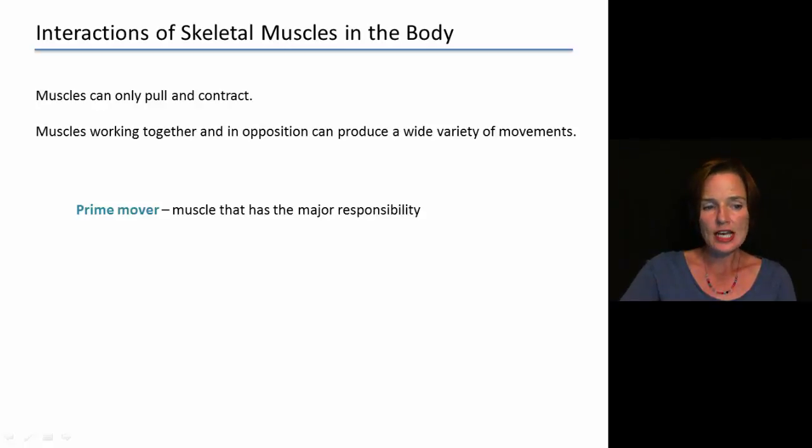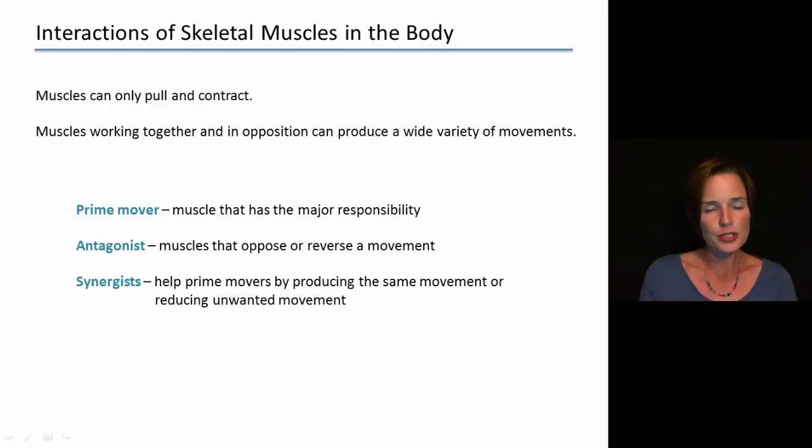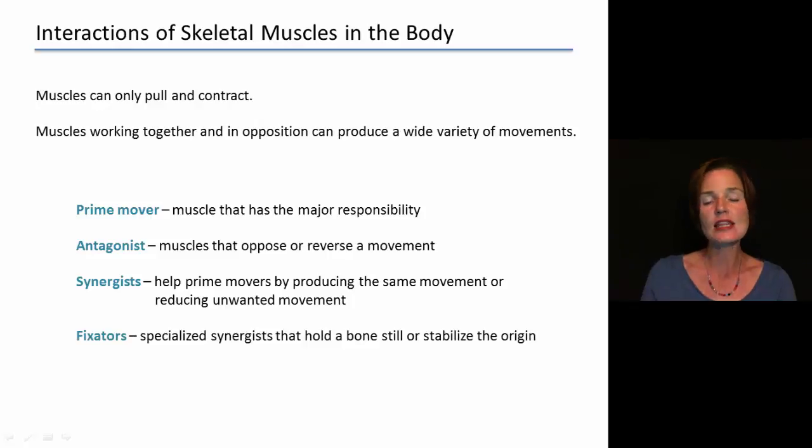When we do have muscles working together, we have a few different terms that we use to describe their particular role in that activity. The prime mover is going to be the muscle that has the primary or major responsibility. The antagonist is going to be muscles that oppose or reverse the movement. Synergists will be helpers. So synergists are going to be working together with the prime movers, and they will be producing really the same movement, or they might be reducing unwanted movement. And then the fixators, these will be specialized synergists, and their job is going to be to hold a bone still or to stabilize the origin.